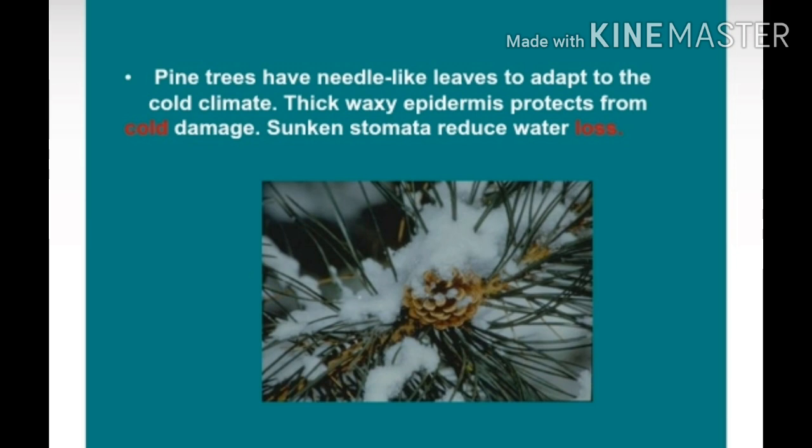Some plants like pine trees have needle-like leaves, and these help them adapt to the cold climate because pine trees are found in hilly areas. Thick waxy epidermis, their first layer, that is called epidermis. This is thick as well as waxy. This waxy layer protects from cold damage, and these plants have sunken stomata to reduce water loss.